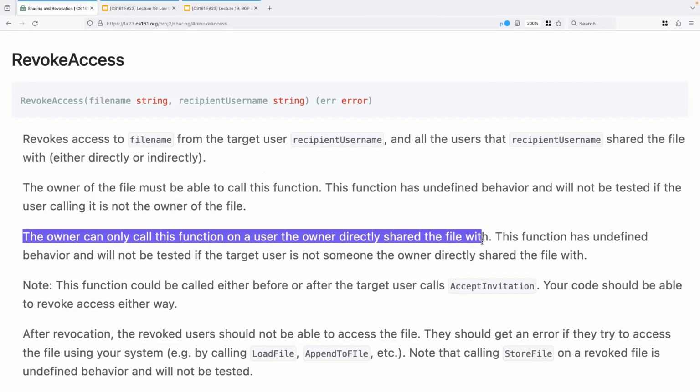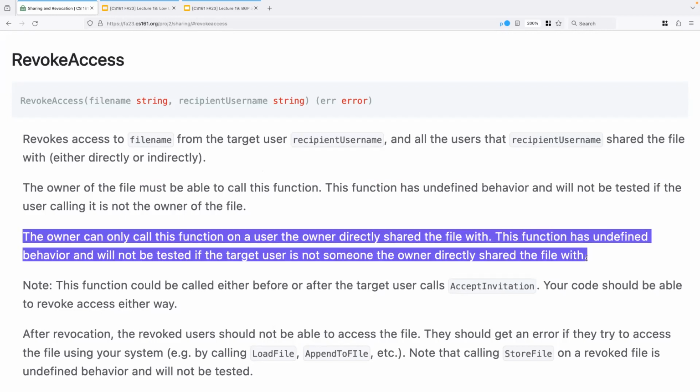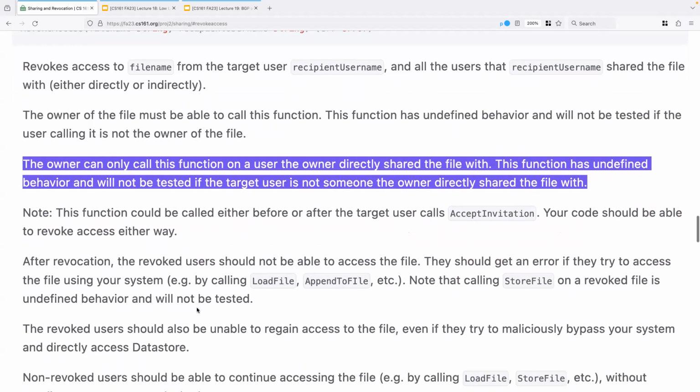Okay. And then the second thing that people always mess up, it's kind of related, is that if you're choosing to revoke a file and you're the owner, you can only revoke from people who you directly share the file with. And that one will probably make more sense with an example. And furthermore, if you revoke from someone that you shared the file directly with, anybody that they shared the file with should also lose access.